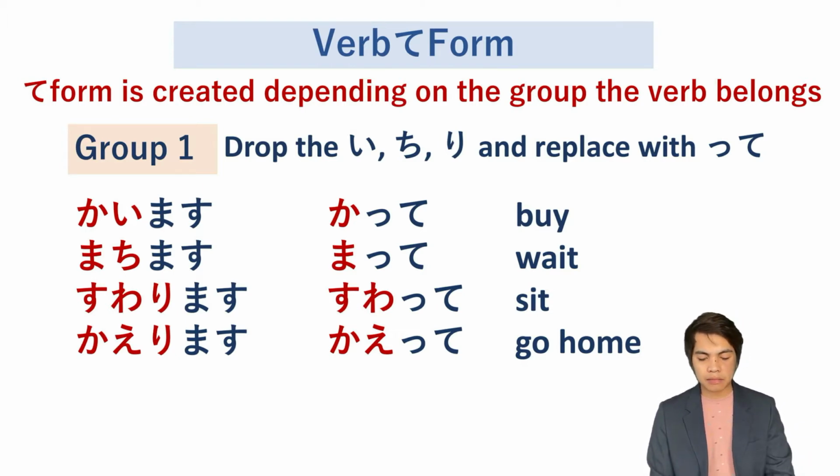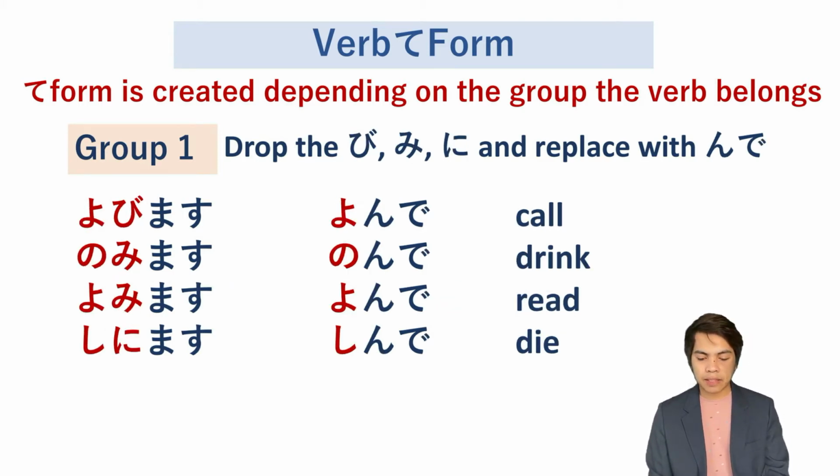Now for the group 1 verbs, if the last character is i, chi, or ri, we replace the i, chi, and ri with small tsu, then te. So for example, the verb kaimasu means to buy. Remove masu, so we will have kai, and the last character is i. Replace i with small tsu te, and it will become katte. Next, machimasu, to wait, machi, it will become matte. Next, suwarimasu, suwari, suwatte. Next, kaerimasu, to go home, kaeri, kaette.